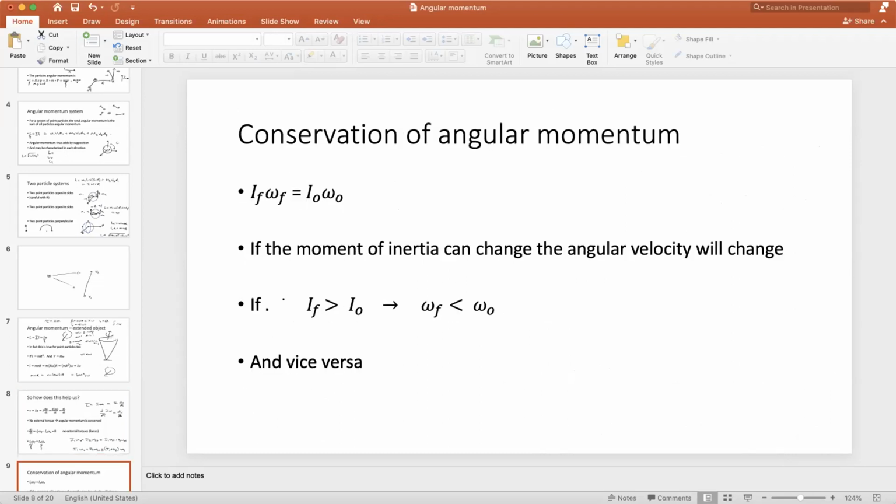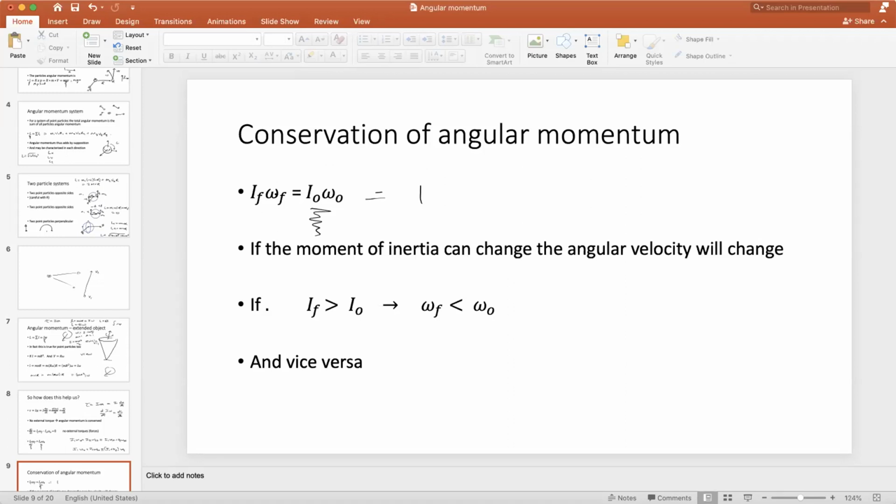Just to make sure you're clear on that, if this is true, then if I goes from I initial to I final, and I final is greater than I initial, so if this is bigger, this has to be smaller for this to stay constant. Let's say this is equal to 1, right? If this gets bigger, I final has to get smaller so that they stay equal, so that they're conserved.